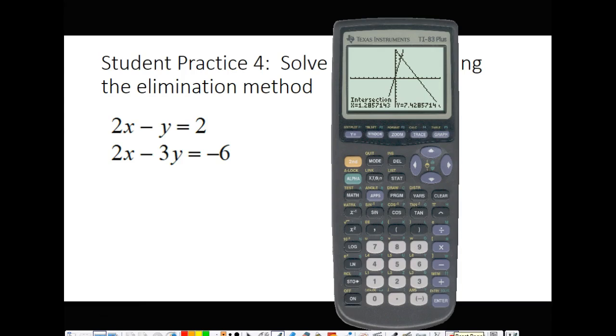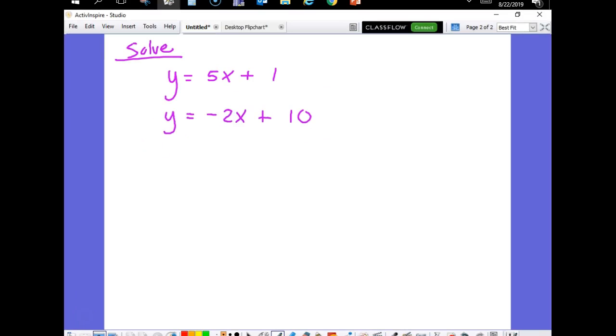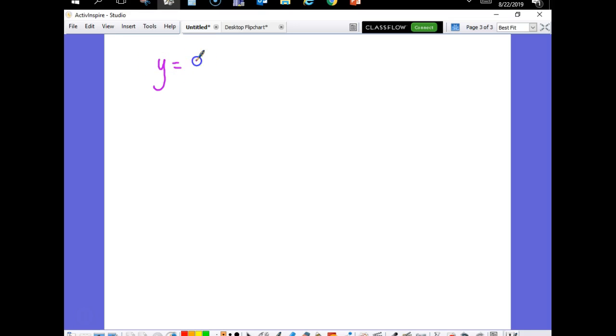All right, so let's give you another one here. This time, let's make another one: y equals 6x minus 3 and y equals negative 5x plus 2. All right, so go ahead and see if you can. We're going to do it again, and this is going to be one of the benefits of the graphing calculator. So I'm going to ask you guys to solve this system of equations.